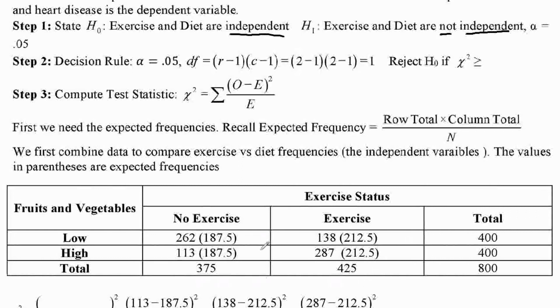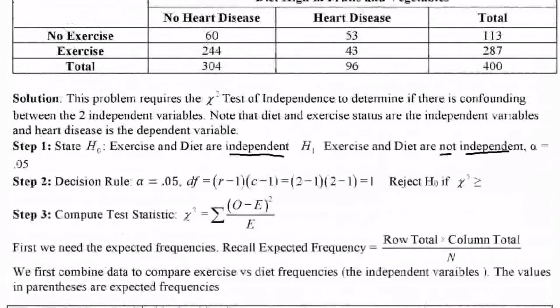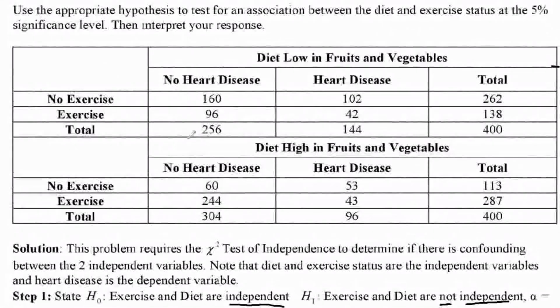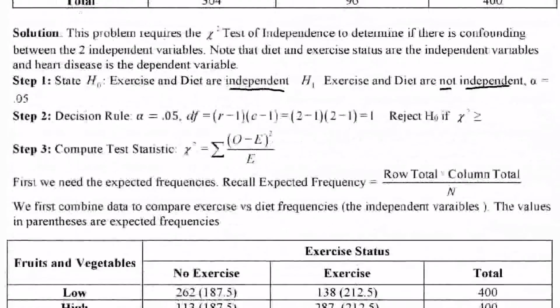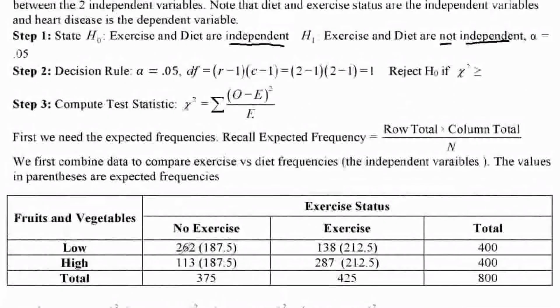Now, where did I get these numbers from? Well, low in fruit and vegetables, no exercise. If we go back up to our original data here, low in fruit and vegetables, no exercise, that was a total of 262. And that's this 262 here. And then I did that for each combination.